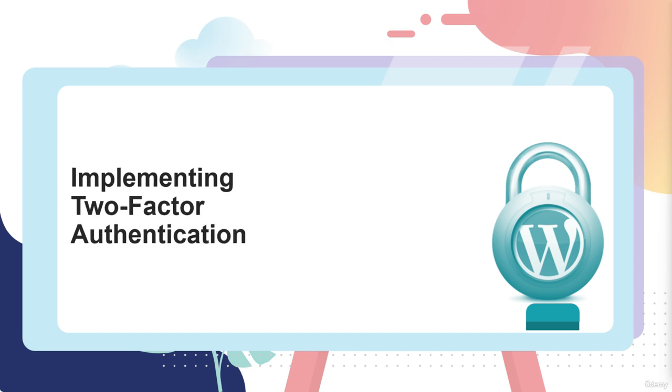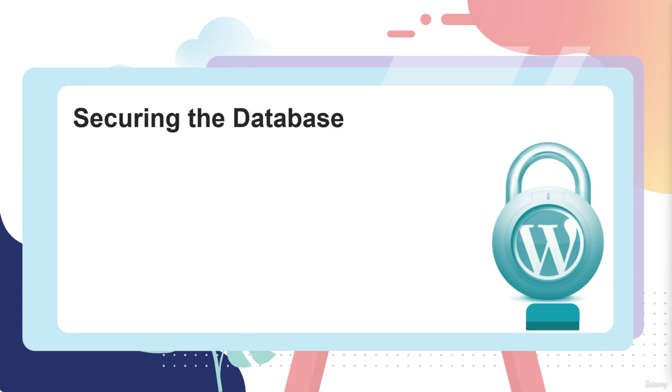The next one is implementing two-factor authentication. Two-factor authentication requires the user to provide a second form of verification, such as a code sent to their phone in addition to their password. Use a plugin like Google Authenticator or Authy to set up 2FA on your WordPress site, which significantly reduces the risk of unauthorized access. So in case your password is leaked, if two-factor is enabled on your website, no one can log in to your admin panel.